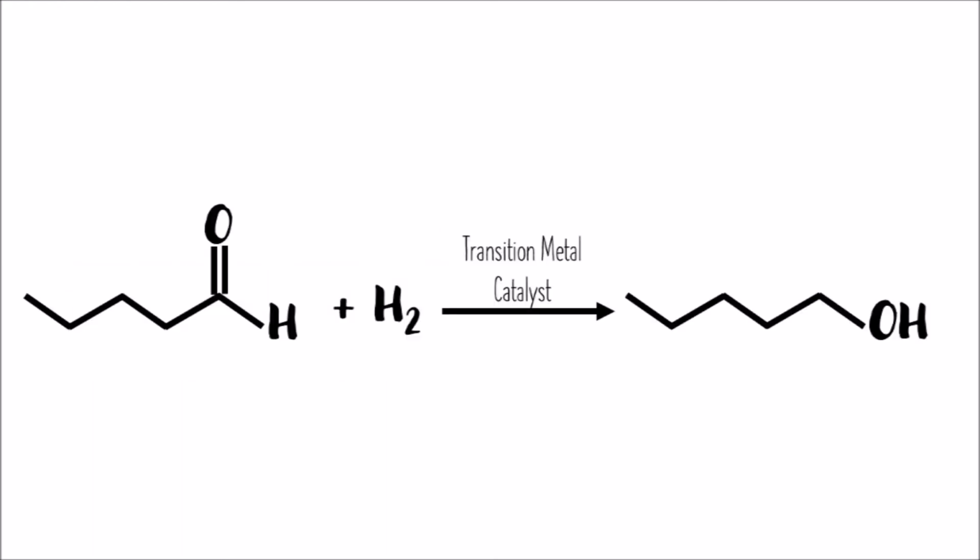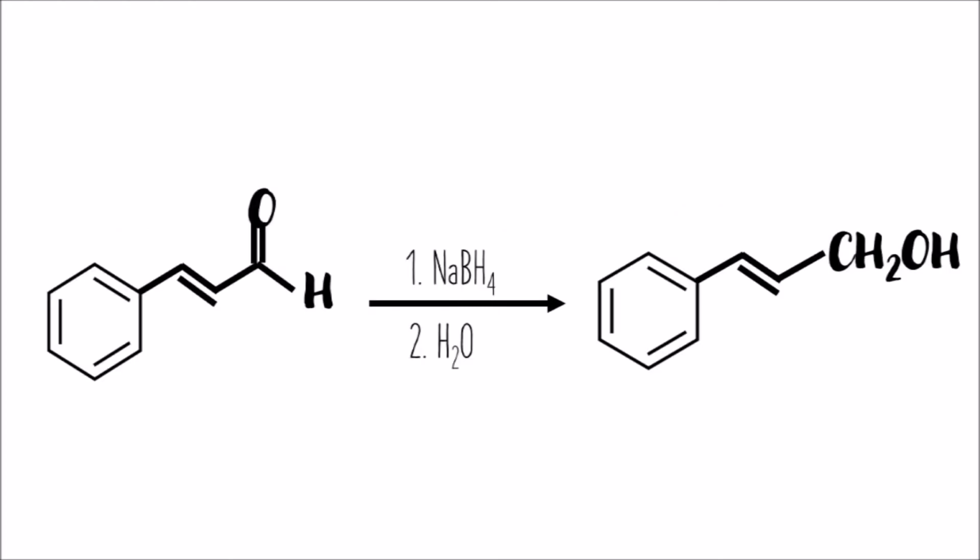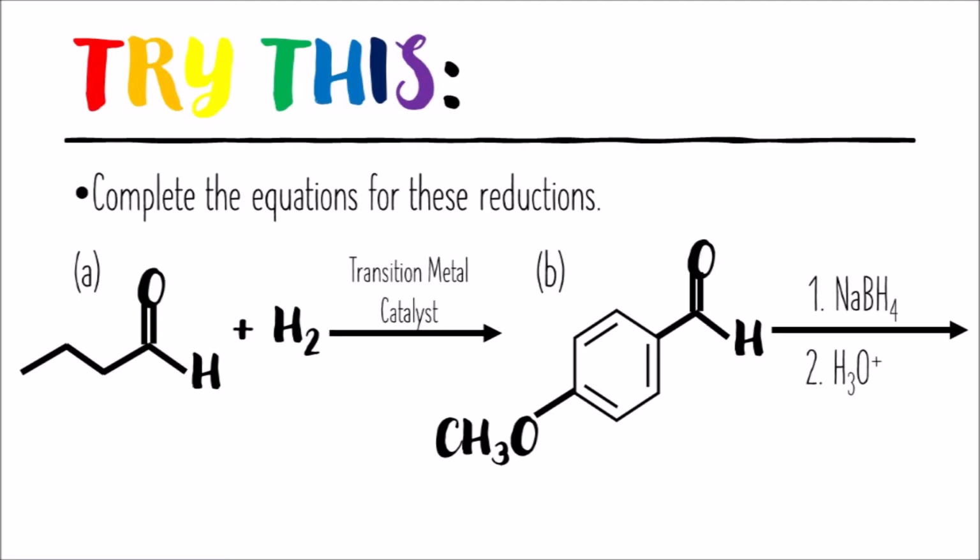Reduction. Aldehydes are reduced to primary alcohols with the presence of a transition metal catalyst. On the other hand, ketones are reduced to secondary alcohols. Some chemists use sodium borohydride or NaBH4 in the reduction of aldehyde or ketone because this does not reduce carbon-to-carbon double bonds. Now pause the video and try solving these problems.